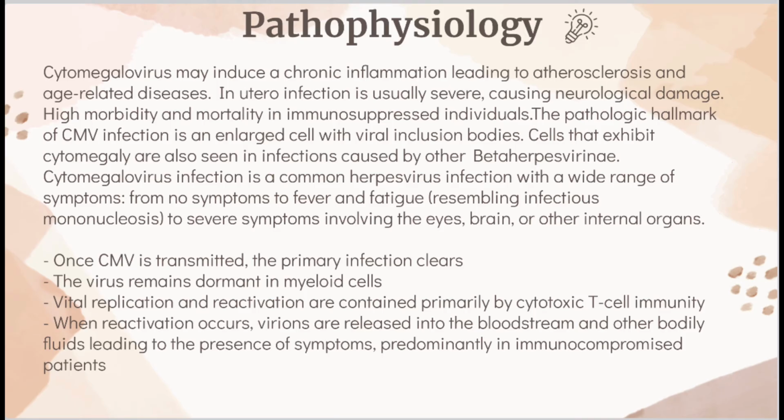Pathophysiology. Cytomegalovirus may induce a chronic inflammation leading to atherosclerosis and age-related diseases. In utero, infection is usually severe, causing neurological damage, and high morbidity and mortality in immunosuppressed individuals. The pathological hallmark of CMV infection is an enlarged cell with viral inclusion bodies. Cells that exhibit cytomegaly are also seen in infections caused by other beta herpesvirinae.